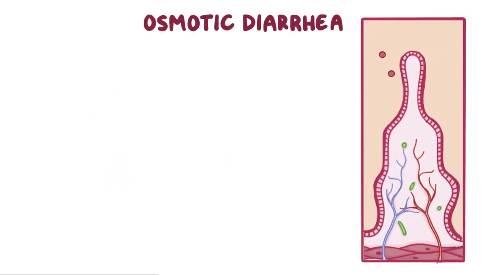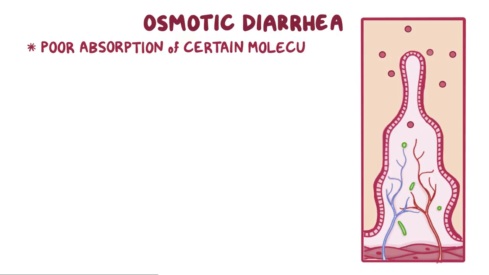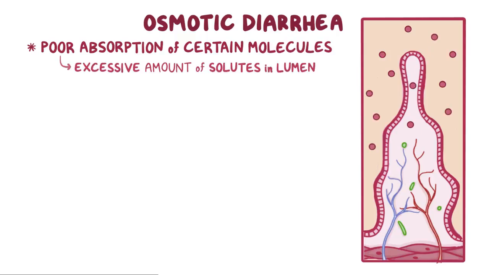Osmotic diarrhea is caused by poor absorption of certain molecules, which leads to an excessive amount of solutes in the intestinal lumen. The extra solutes cause fluid retention due to osmosis, which is when water moves from intestinal cells across semi-permeable membranes into the lumen, so that solute concentrations are equal on both sides.